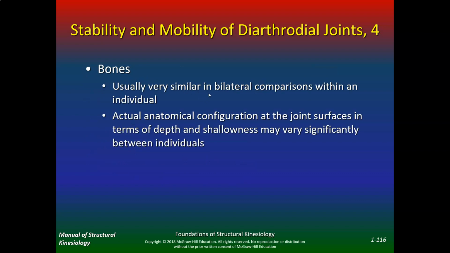Bones, usually very similar in bilateral comparisons within an individual. So your right humerus looks very similar to your left humerus as far as bone structure is concerned. Actual anatomical configuration at the joint surfaces in terms of depth and shallowness may vary significantly between individuals. So my right humerus may look significantly different than your humerus, but your right humerus looks very similar to your left humerus.